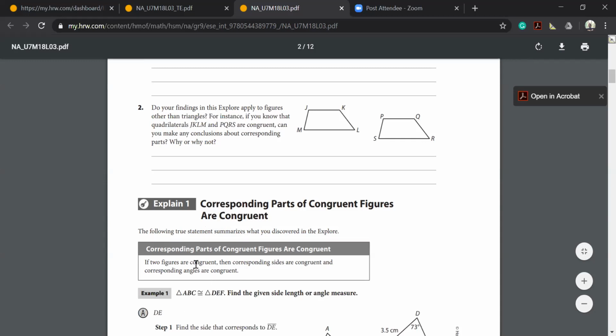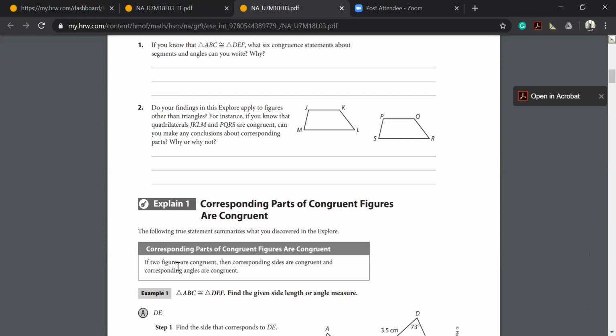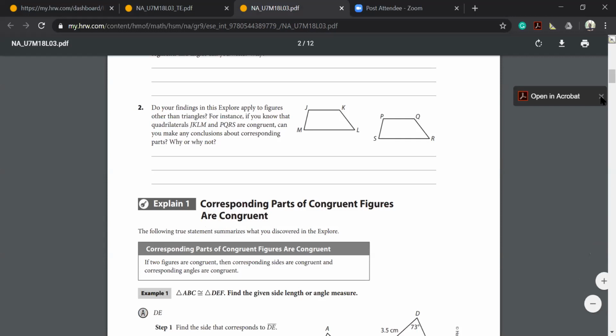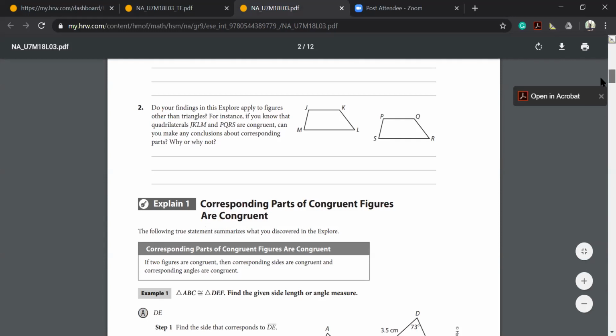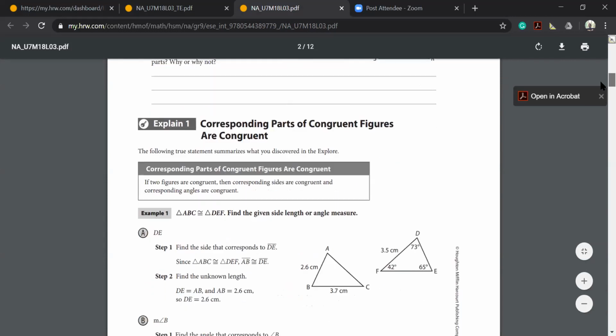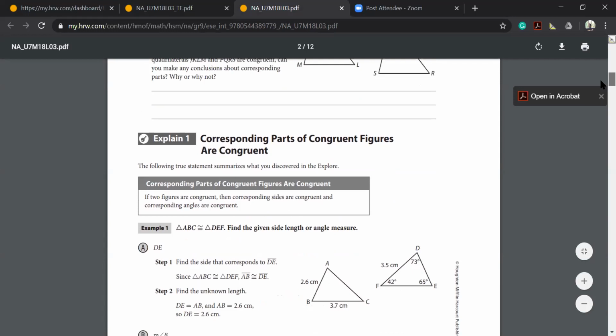This is the rule, and the statement that we are going to read now is the whole lesson. If 2 figures are congruent, then the corresponding sides are congruent and corresponding angles are congruent. So using this, let's try to solve these 2 questions. I'm going to solve with you these 2 questions, and then you will have to do your turn by yourself.